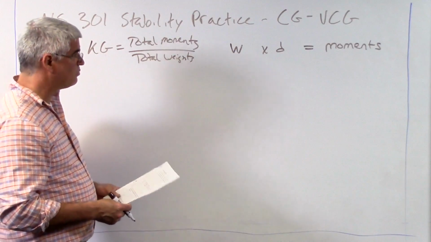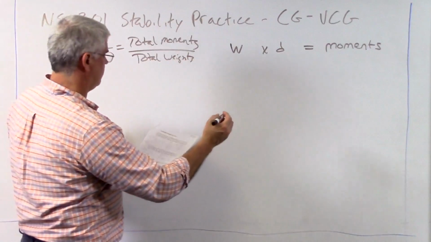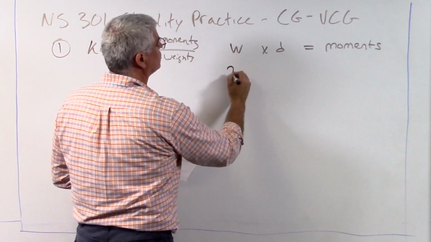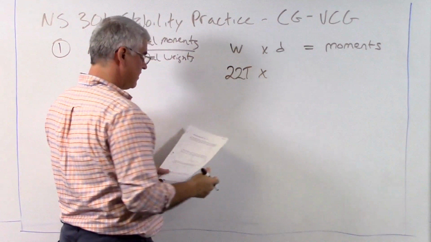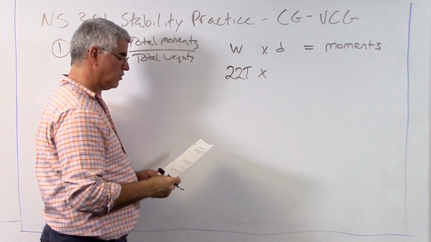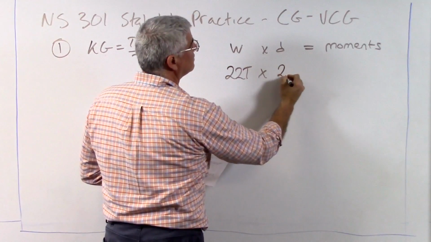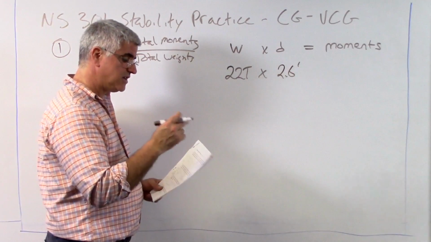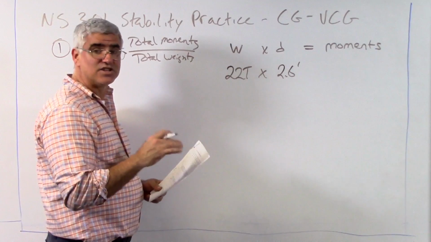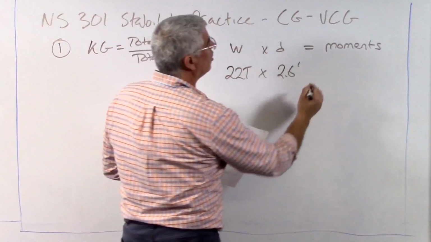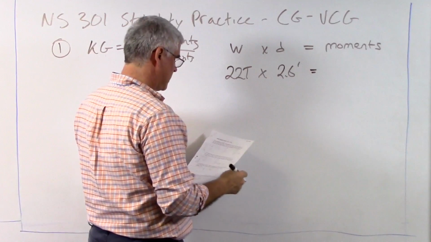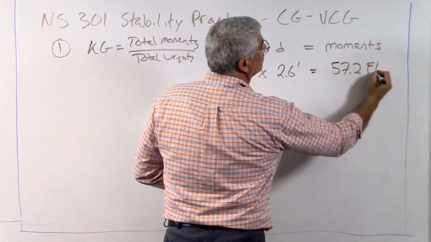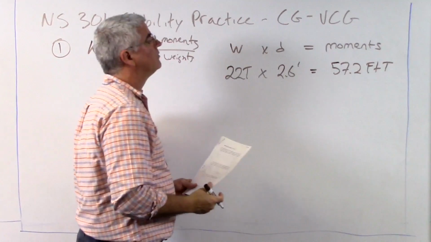So in this problem, for theory of moments, the original weight of deck cargo is 22 tons. And the center of gravity of that weight is 2.6 feet. Now, that's not 2.6 feet above the keel. It's 2.6 feet above the deck, because that's actually what they're asking in this problem. So if I multiply those two together, I get 57.2 foot tons. Okay, that's the moment.